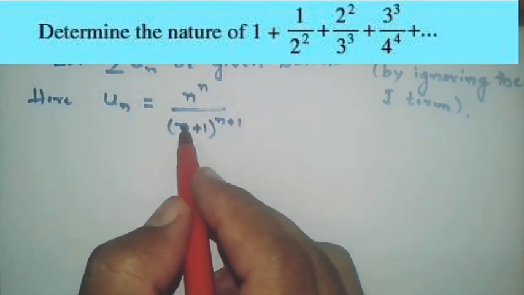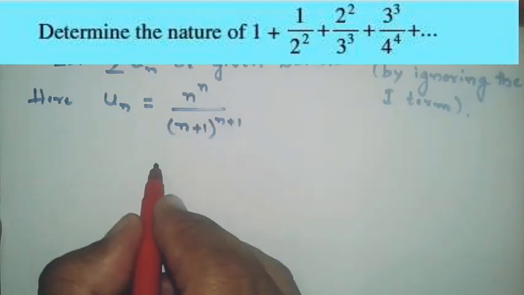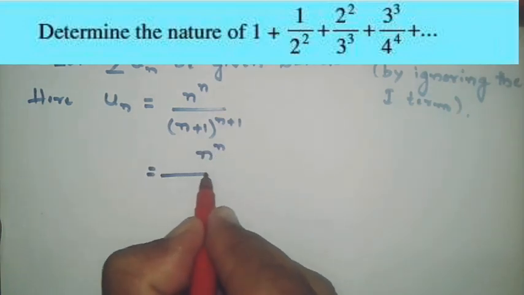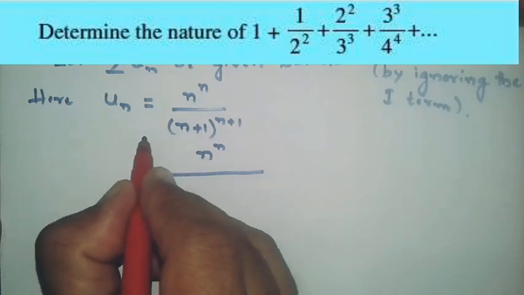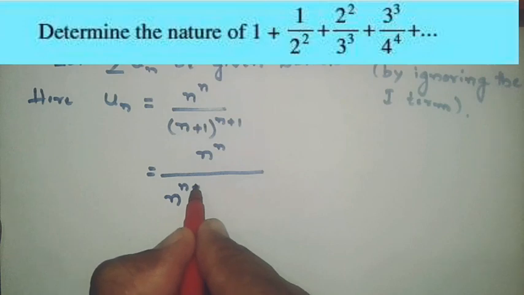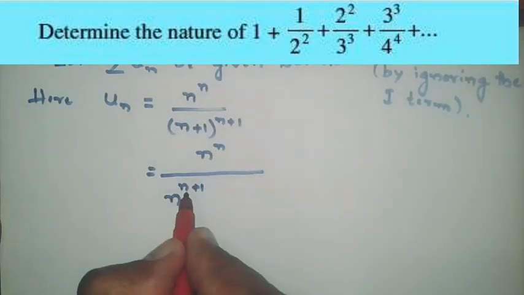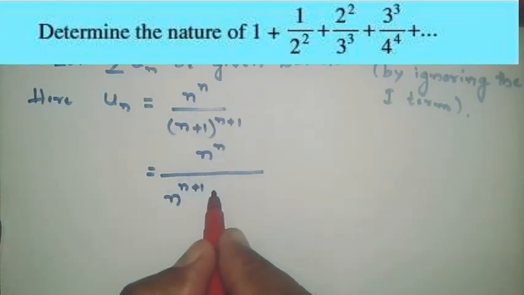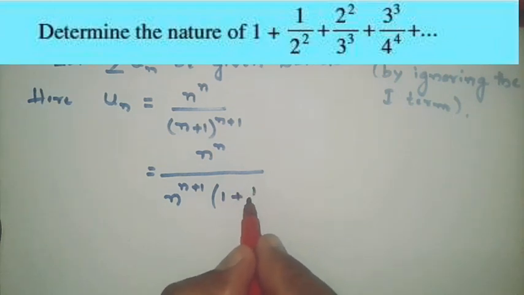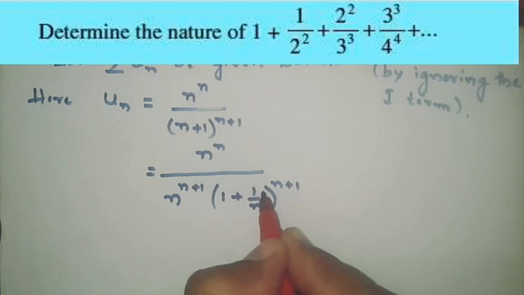Now again we have to arrange the terms as per our requirement, keeping the numerator n to the power of n as it is. In the denominator, let us take this n outside. When we take n outside, it comes along with its power n plus 1. What will be the thing within the bracket? 1 here plus 1 by n here, and the power remains as it is. So this is the thing remaining.